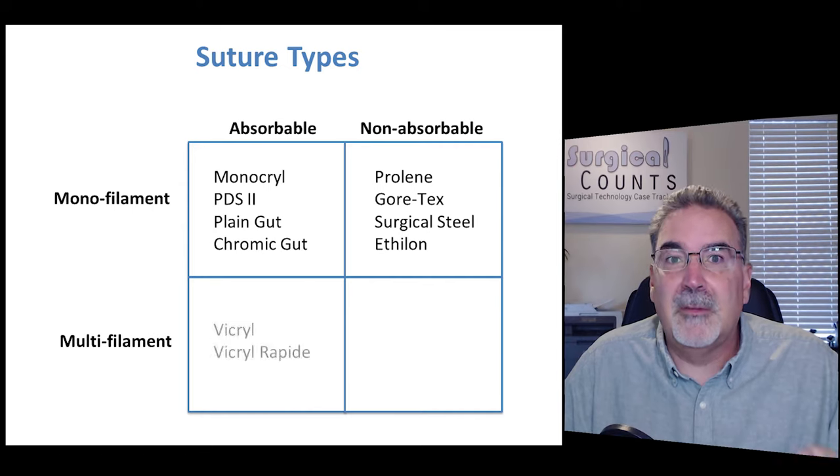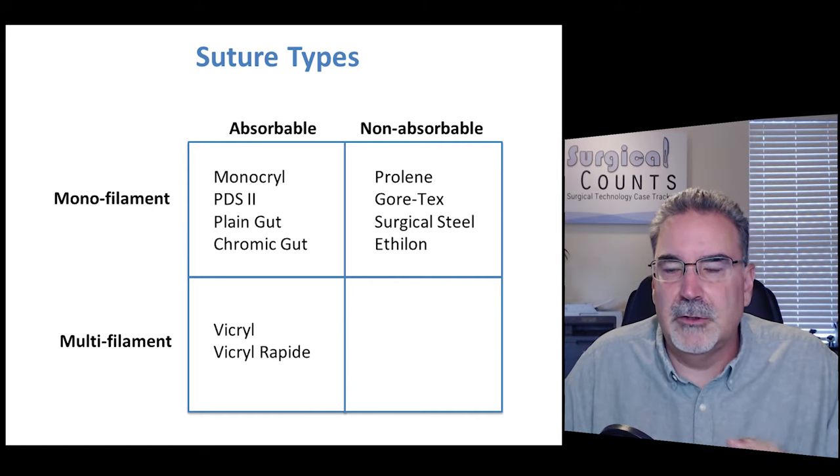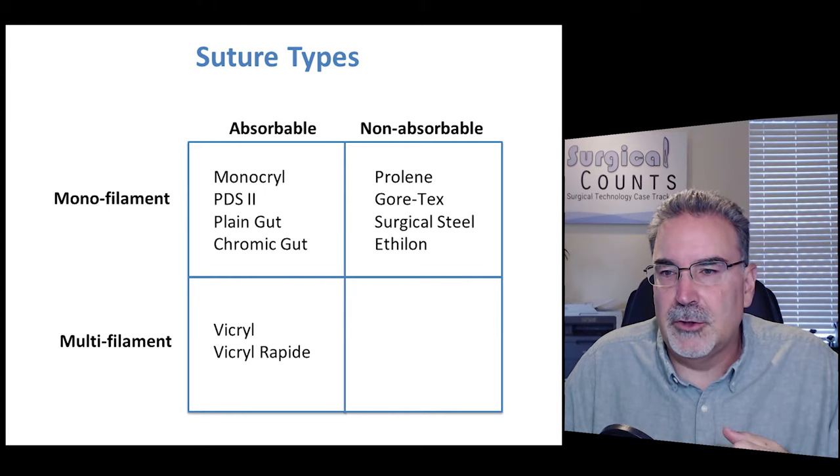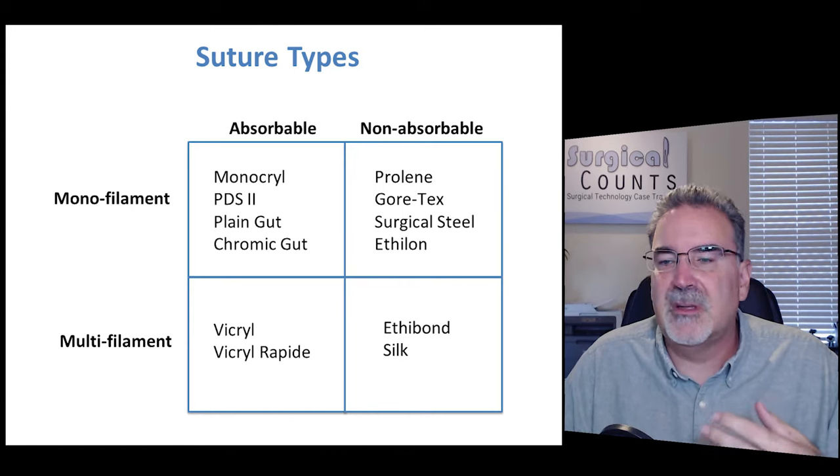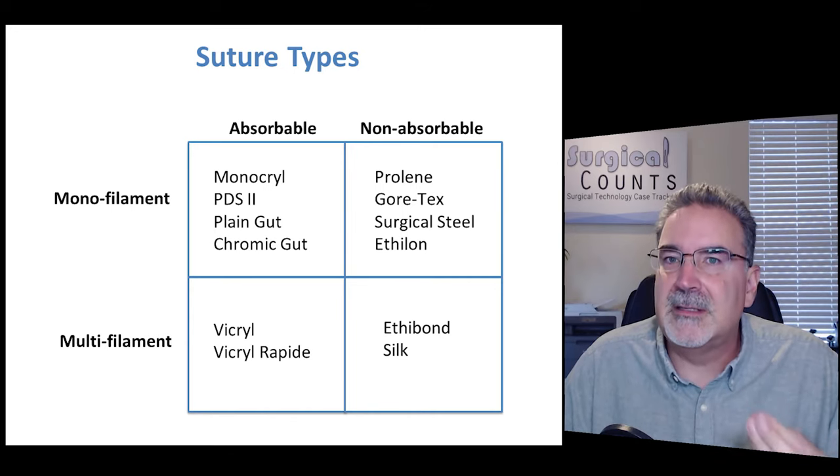But then you can also have absorbable multifilament sutures, and a good example of this would be Vicryl. Vicryl is a real popular suture. You're going to hear about that one a lot. So Vicryl or Vicryl Rapid is going to be an absorbable multifilament suture. And then if you want a non-absorbable multifilament suture, you can use something like Ethibond or silk.